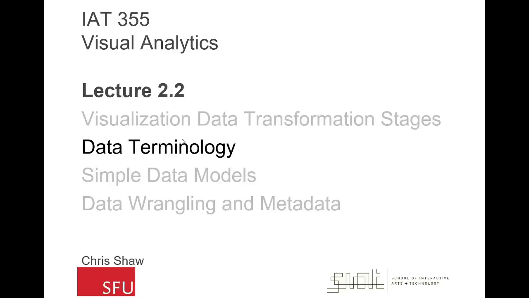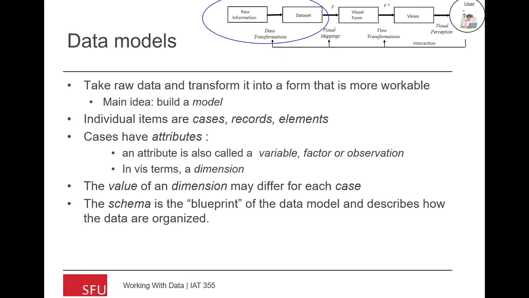This is IAT355 Visual Analytics, Lecture 2.2, where we talk about data terminology. Where we left off in the previous lecture segment, Lecture 2.1, we were talking about stages of the visualization pipeline. In this segment, we're concentrating on the data transformation stage, from raw information to a data set. This slide we'd seen in the earlier segment, and I'm simply repeating it here.